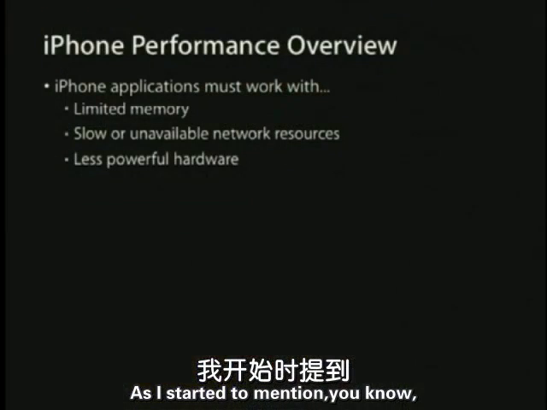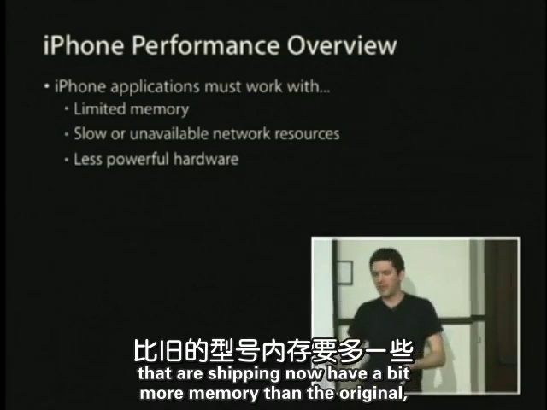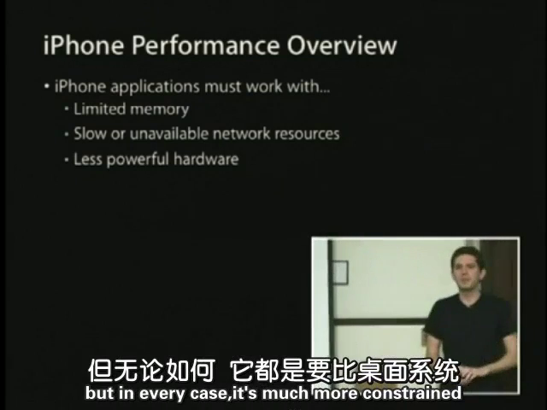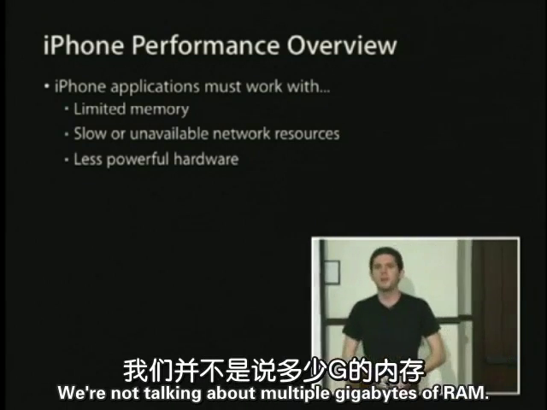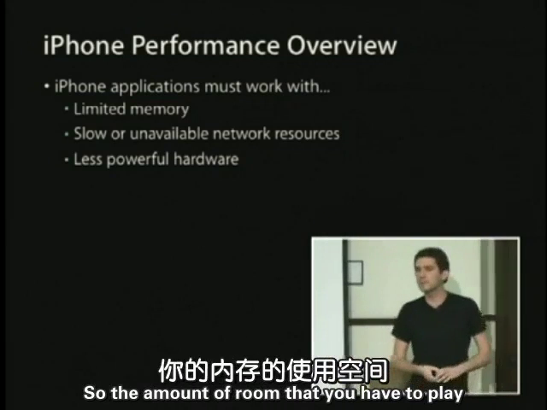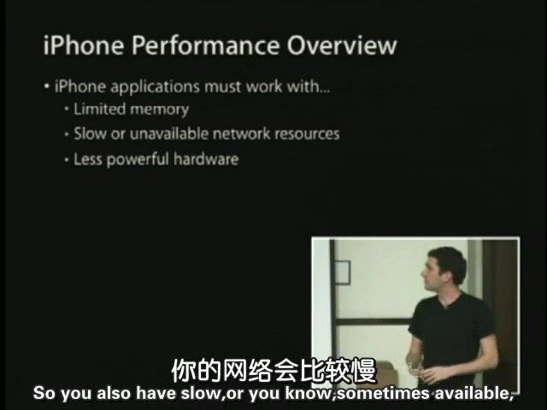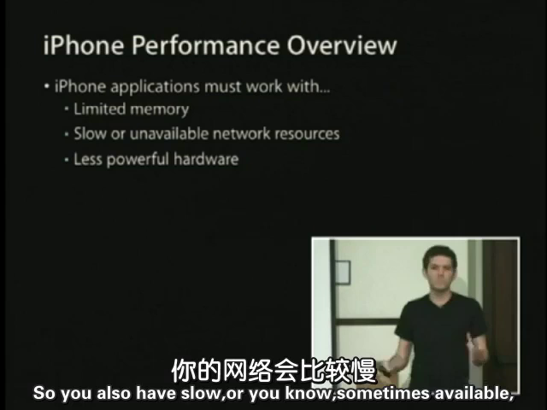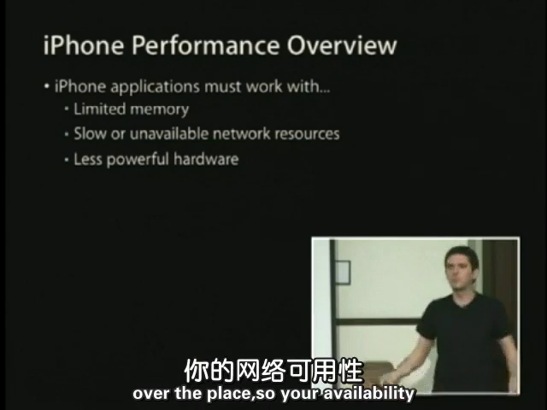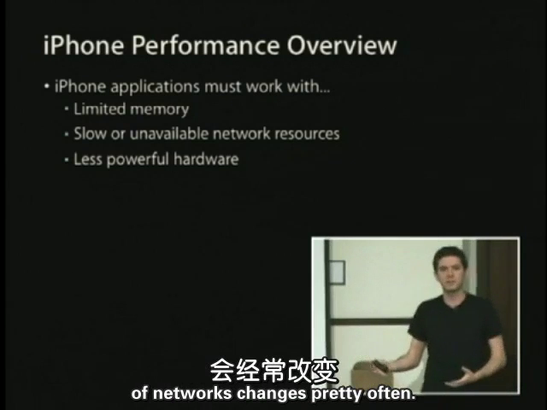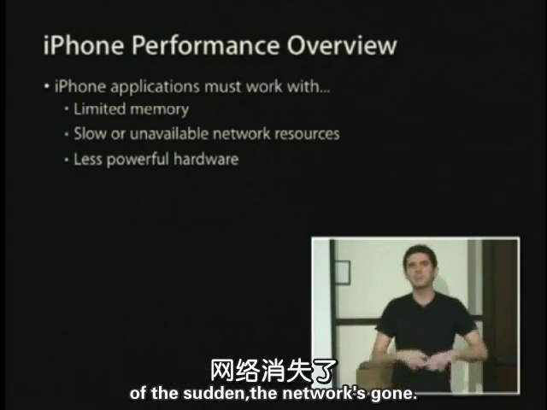So let's talk a bit about performance. As I started to mention, the iPhone has a very limited amount of memory. Some of the newer models that are shipping now have a bit more memory than the original, but in every case, it's much more constrained than on desktop systems. We're not talking about multiple gigabytes of RAM. We're talking about hundreds of megabytes. So the amount of room that you have to play with in your memory is pretty limited by comparison. You also have slow or sometimes available, sometimes not, network resources. It's a small computer that's taken with you all over the place. Your availability of networks changes pretty often, and so you often have to deal with downloading data, no problem at all, and then all of a sudden the network's gone.